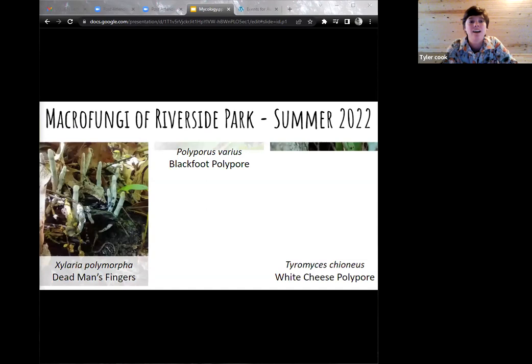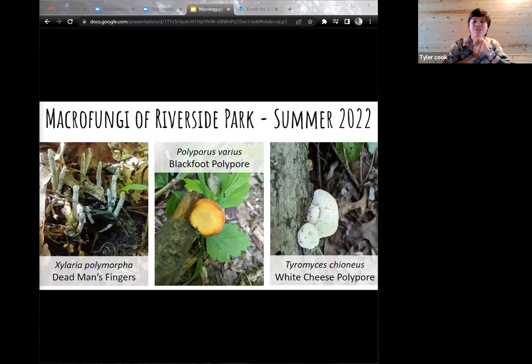All right, so we have reached the portion of my talk that I'm very excited about. I'm gonna walk through some of the common fungi that I found over the past summer in Riverside Park. All of these specimens are relatively common, and I'm sure you'll be able to run into them yourselves.